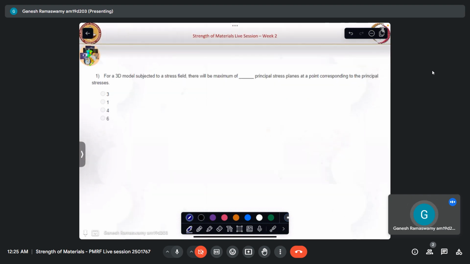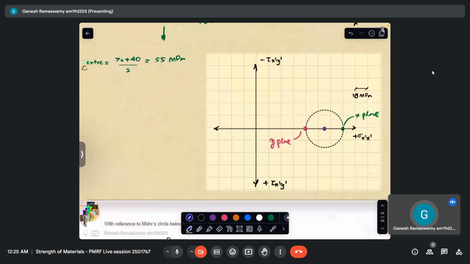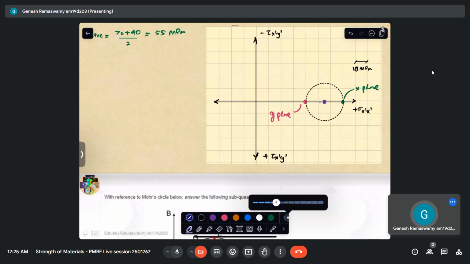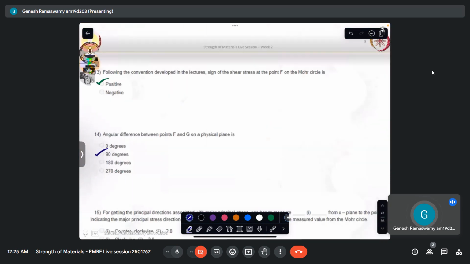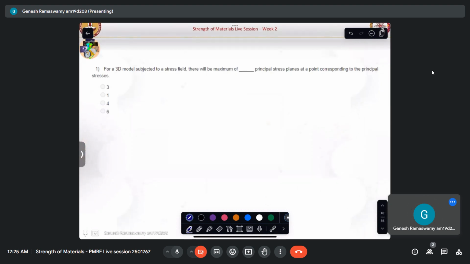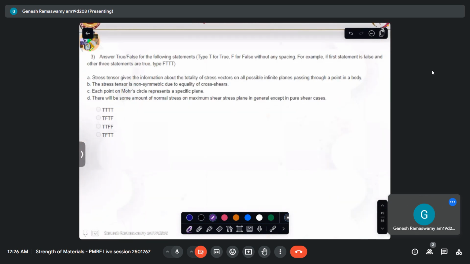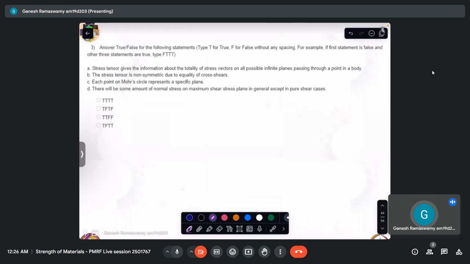So let us look at this question. For a three-dimensional model subjected to stress field, there will be a maximum of how many principal planes at a point corresponding to the principal stresses. So we saw that for 2 dimensions, there are 2 principal planes. Essentially, for 3 dimensions, there will be 3 principal planes. There will be 3 stresses. And we will see how the Mohr circle is plotted in 3 dimensions in the coming session when it will be discussed. So let us look at this last question quickly.